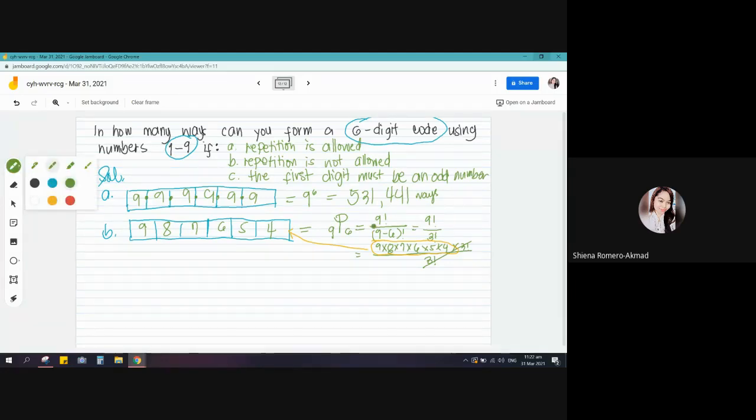Okay, so what is the answer in letter B? 60,480. Okay, 60,480 ways. Okay? Dito kasi kanina, we cannot solve it using permutation, but this one, pwede. How about letter C? If the first digit is an odd number.